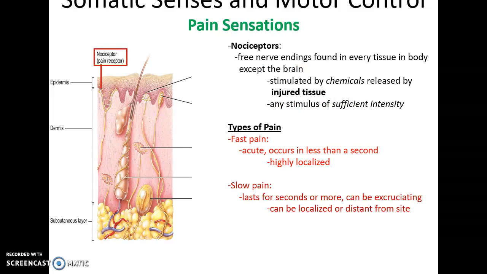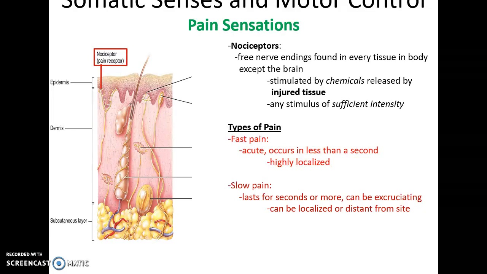Nociceptors, pain receptors, are also free nerve endings. They are found in every tissue in the body except the brain. So they are stimulated by a variety of things, including chemicals that are released when tissue is injured. They are also stimulated by a sufficiently intense sensation. So, for instance, when it's really late at night and you flip the lights on and it sort of hurts from the intensity of the light, that is the nociceptors being stimulated.